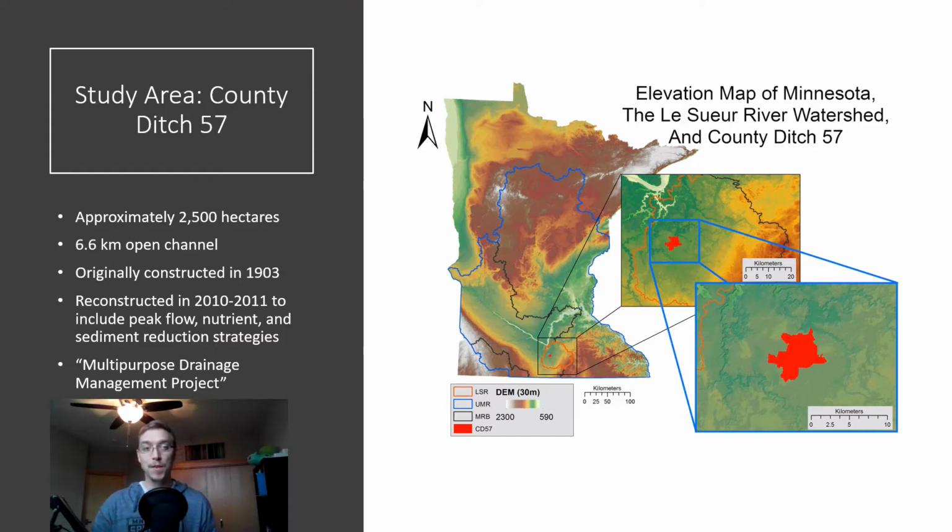To County Ditch 57. This is where I actually did my master's work and my first experience in grad school. So here, it's about a 25 hectare watershed, about 6.6 kilometer open channel. It was originally constructed in 1903, and it was reconstructed in 2010 to 2011 to include peak flow, nutrient, and sediment reduction strategies. So we call this a multi-purpose drainage management project.